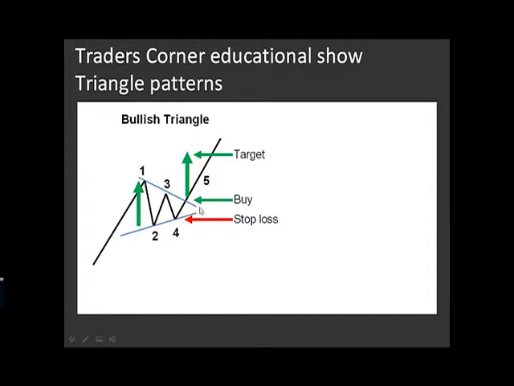Once that breakout occurs, you put your stop loss underneath the low of the 4th wave of that triangle pattern, as indicated over there. And then your target, as I mentioned, is the height of that triangle pattern projected to the upside. And that'll give you your target.